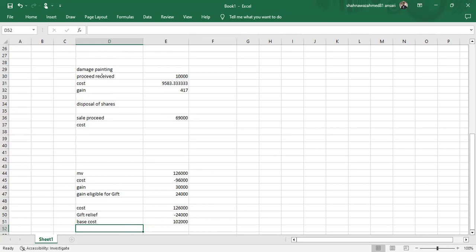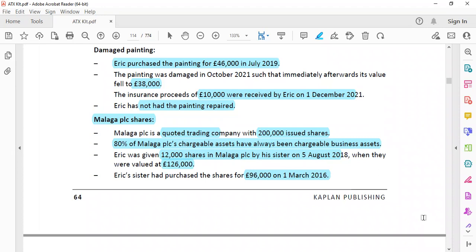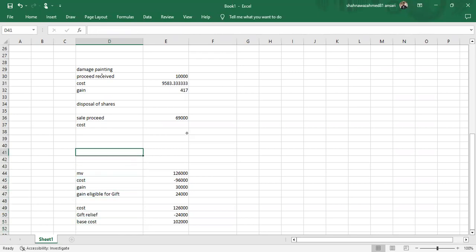Now half of the shares have been sold. So let's see what was the quantity of shares sold. Eric was given 12,000 shares and she sold 6,000 shares. So the base cost that we can take here, you can connect this here. We have this value, but this is related to the entire holding. As it's related to 6,000 shares, this is the cost of half, 6,000 shares, which is going to be 51,000. As a result, the gain is 69 minus 51. It's going to be 18,000.